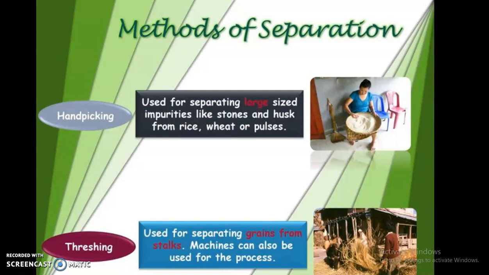The first one is hand picking. It is used for separating large size impurities like stones and husks from rice, wheat or pulses. You must have done it at home also. आपने मम्मी को भी देखा होगा, आपने खुद भी किया होगा. राइस से हम हस्क पार्टिकल्स और स्टोन्स को रिमूव करते हैं. तो पहली टेक्निक जो सेपरेशन की है वो है हैंड पिकिंग.